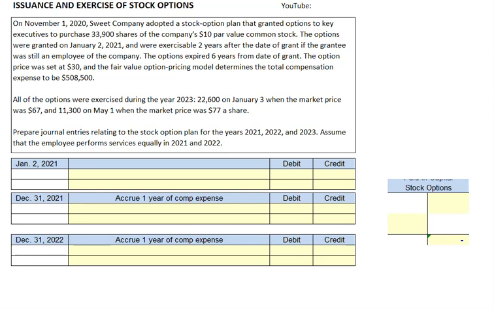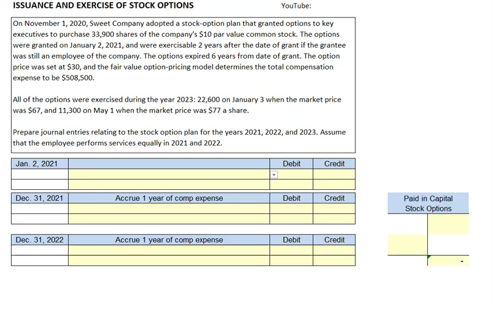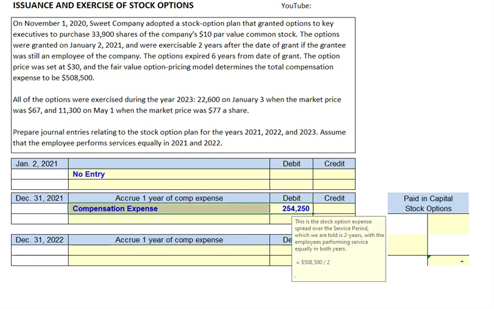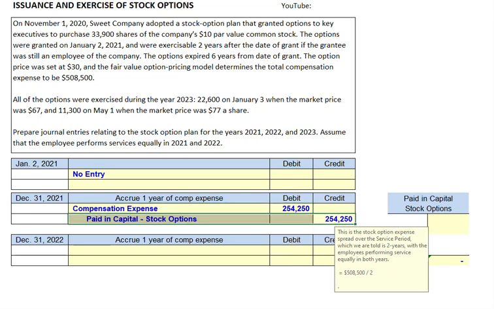We're going to begin by recording the entries required at the grant date and to record compensation expense over the 2-year service period. Again, at the grant date, there's no entry made from an accounting perspective. The important thing about the grant date is that's where we determine the fair value of the options. And in this case, it was determined to be $508,500, and we need to spread that over the 2-year service period. So on December 31st, 2021, we need to record $254,250 in compensation expense, and we credit paid-in capital for stock options.